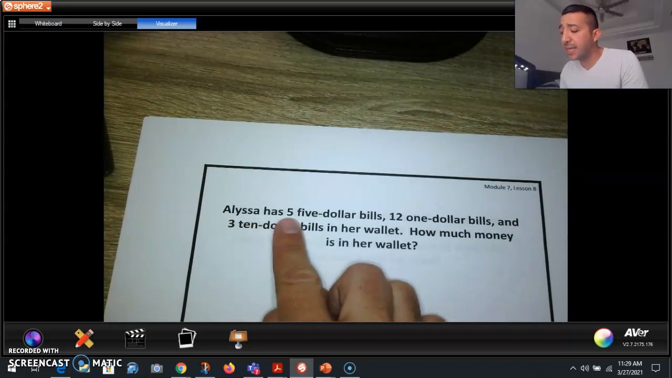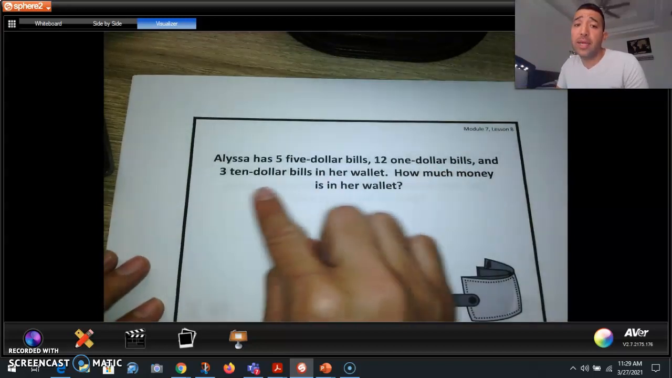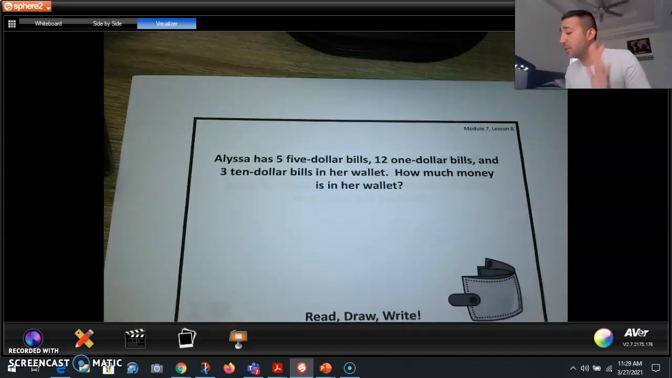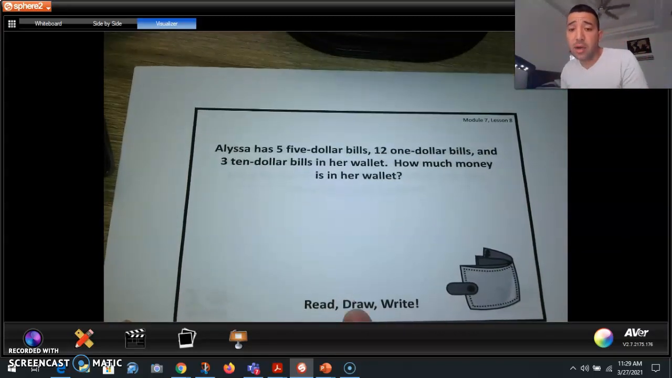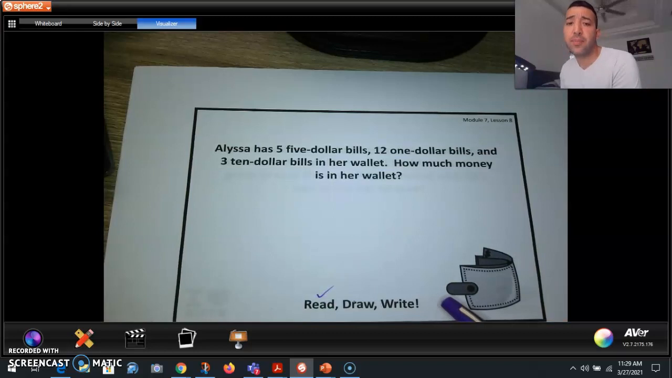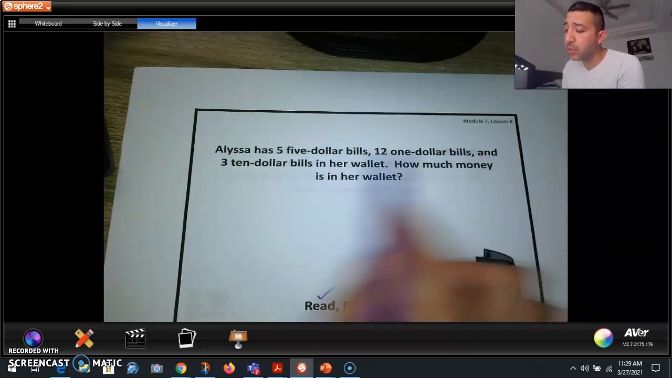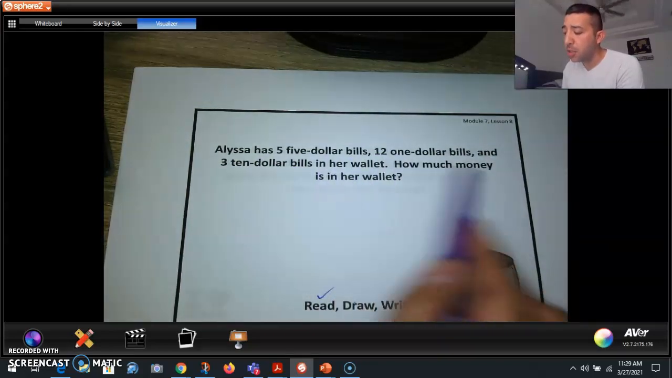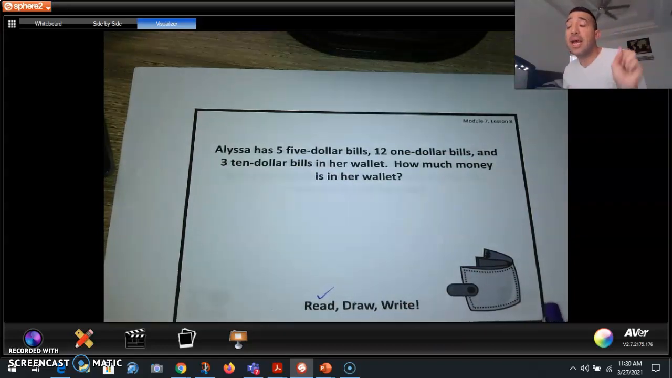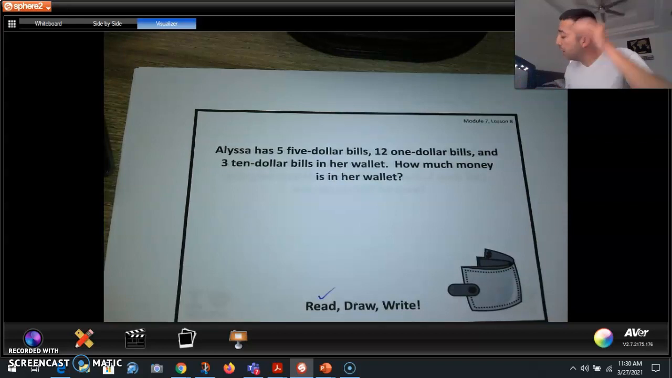The next problem says Alisa has five $5 bills, 12 $1 bills, and three $10 bills in her wallet. How much money is in her wallet? Don't forget to do the RDW. Let me put a check mark because I already read it, but let me read it again just in case I didn't understand the problem. They want to know the total dollars that Alisa has in her wallet. Now they're talking about dollars, so we have to be drawing dollars.